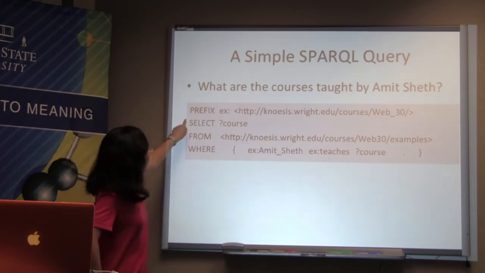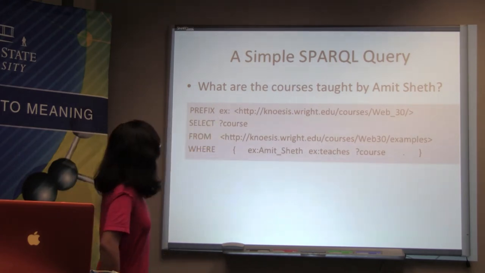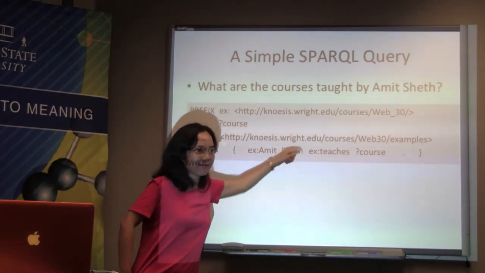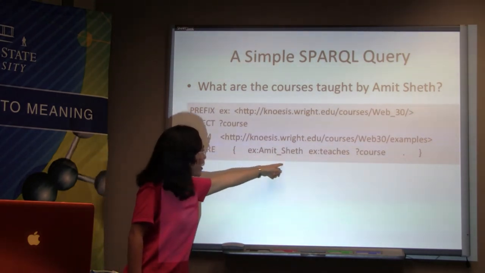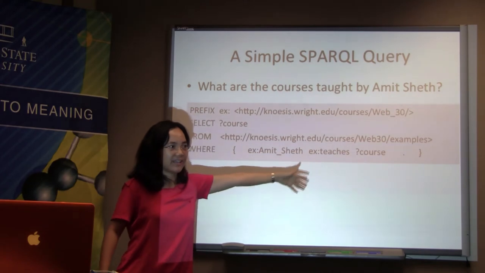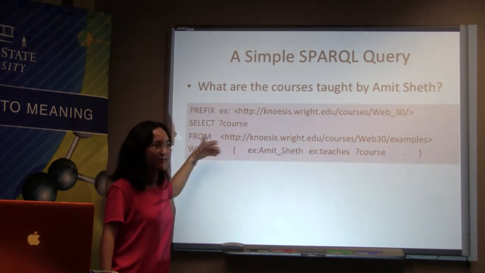So in this query, we say select the courses from this named graph where Doubleshed teaches a course, and course is a variable. That's why we need to select it, to get it as the result.